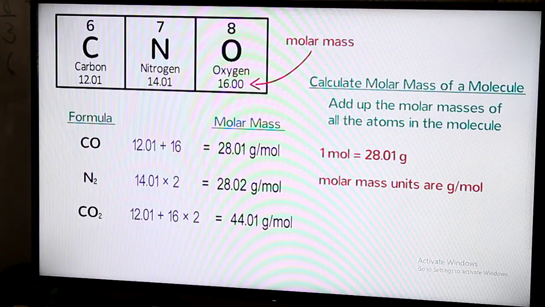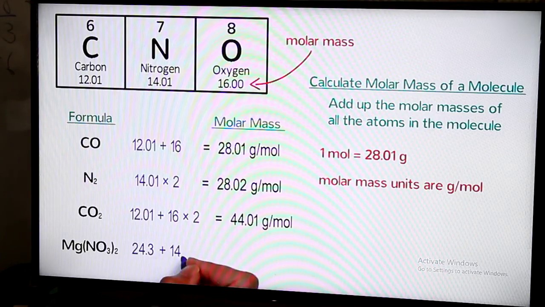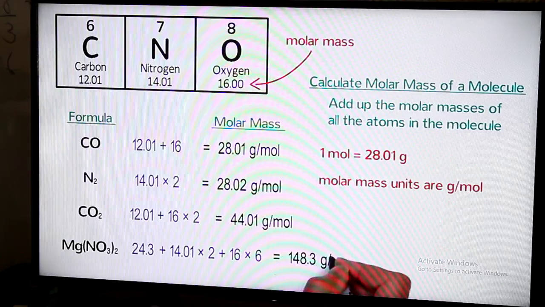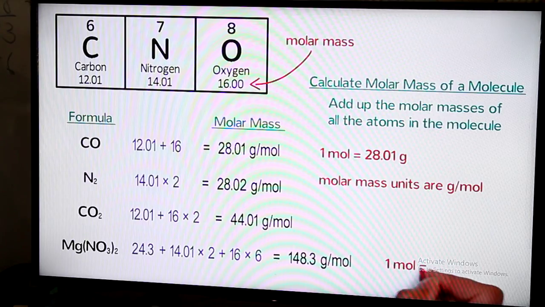We can do the same thing for ionic compounds, like magnesium nitrate. The molar mass of magnesium is 24.3. Because there are 2 nitrates in the formula, that means we have 2 nitrogen atoms and 6 oxygen atoms. So we add 24.3 plus 14.01 times 2 plus 16 times 6, which works out to be a molar mass of 148.3 grams per mole. Remember that we can write the molar mass as an equality, so for magnesium nitrate, 1 mole equals 148.3 grams. That is our conversion factor between grams and moles.